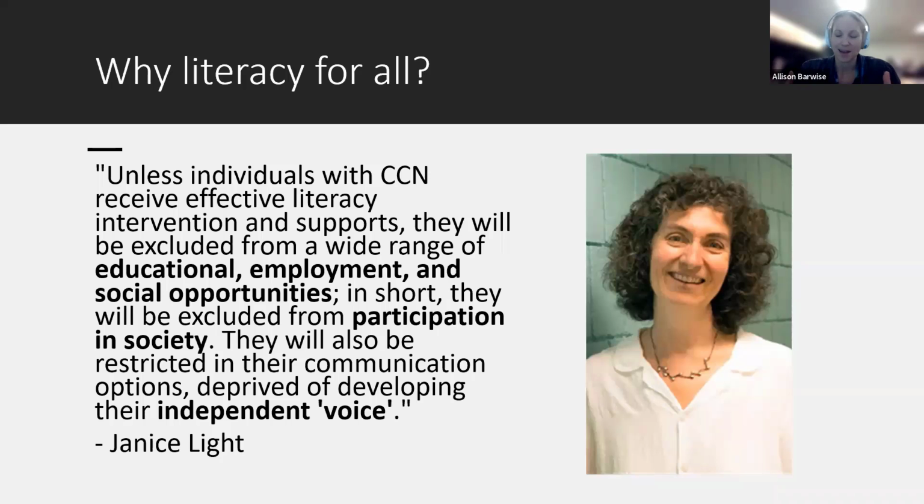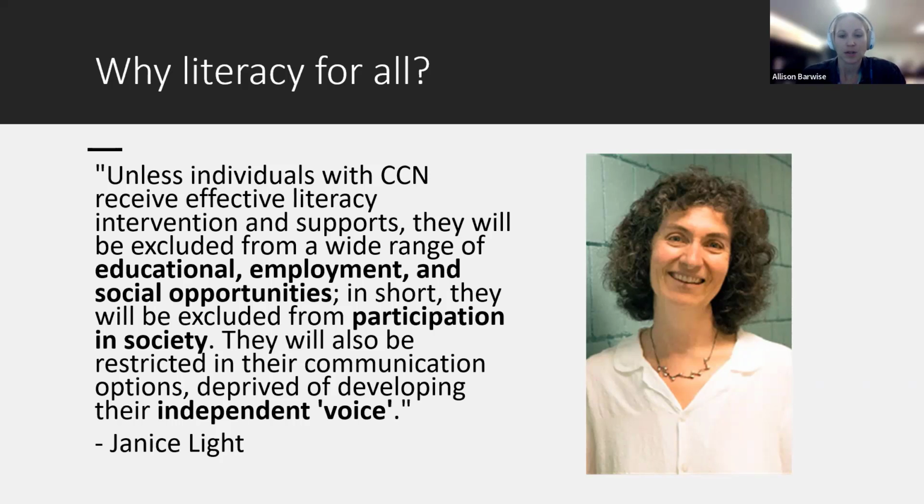Because as comprehensive and as robust as a communication application can be, we can't ever put all of the vocabulary into that system. We know that these high-end adult AAC users use about 80 to 85% of symbols in symbol sequences, and they really rely on spelling and word prediction for the rest of that communication.